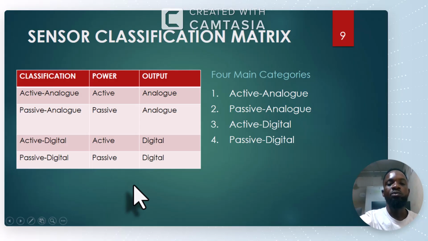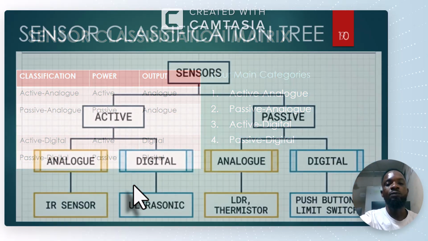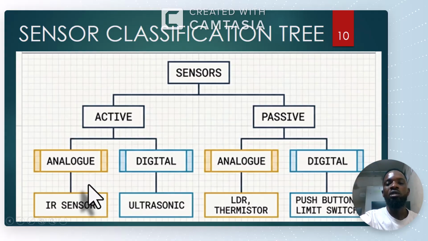Very good. Now let's proceed to the next slide. Now, this is the sensor classification tree. So this is the simplified way of classifying sensors. If we want to remember them quickly, now this is a tree for you. If you consider the top, you see we have sensors. Then when we move down, this is the active, and then this is the passive.